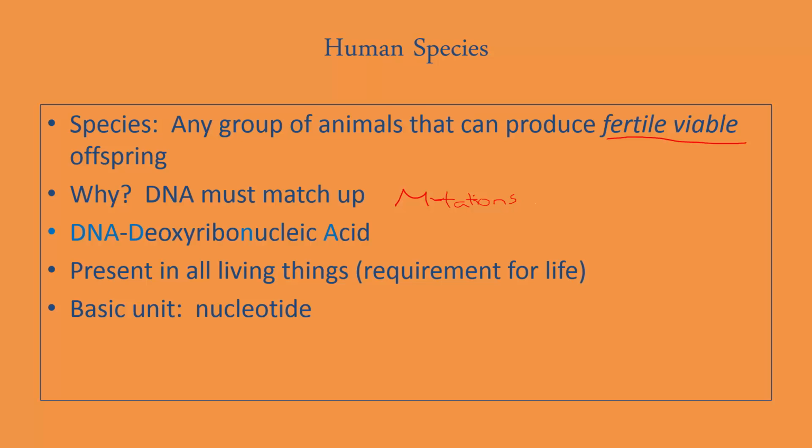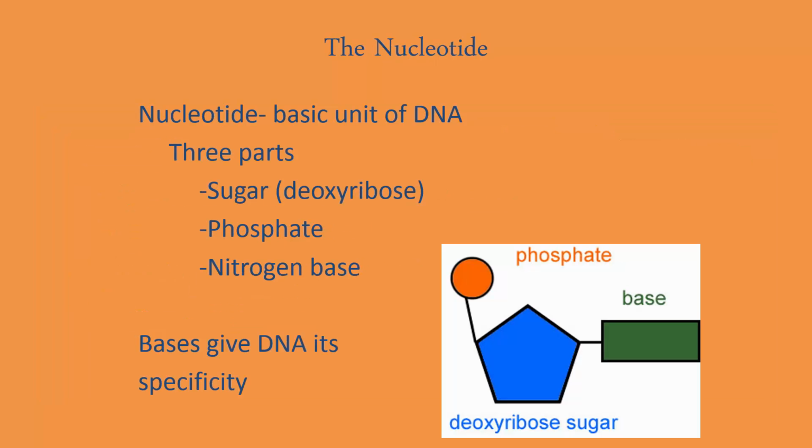So what is DNA? DNA stands for deoxyribonucleic acid. Deoxyribonucleic acid is present in all living things. You must have DNA to be considered alive. DNA is made up of many, many billions of nucleotides. Each individual building block of a DNA molecule is called a nucleotide. A nucleotide is the basic unit of DNA, and it is made up of three parts.